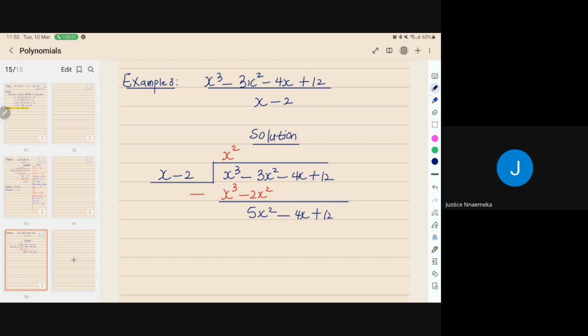Wait, sir, I have a question. Yeah, go ahead, Justice. You said minus 3 plus 2. Supposed to be x there. No, now. You have minus 3x squared. Minus times minus is plus. Let's do it like this. Minus 2x squared. So minus 3x squared plus 2x squared is equal to what? Minus x squared. Good. You are following.